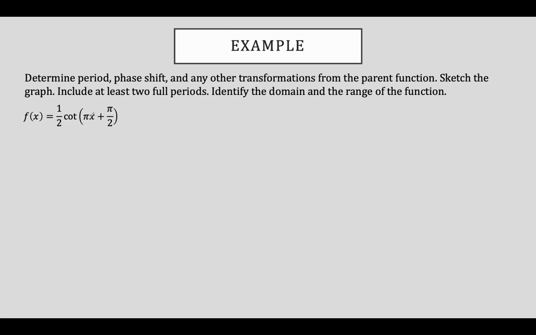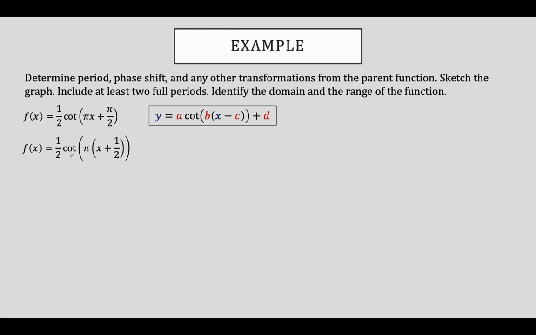Okay, in this case, we have a phase shift occurring and a period change. Anytime those are occurring at the same time, we want to make sure that we are factoring out our b constant from each term inside of our trig function. In this case, I need to factor out a pi from each term inside of these parentheses. How do I do that? Well, I just divide each one of them by pi and put the pi in front. This gives me 1/2 times the cotangent of pi, parentheses, x plus 1/2.